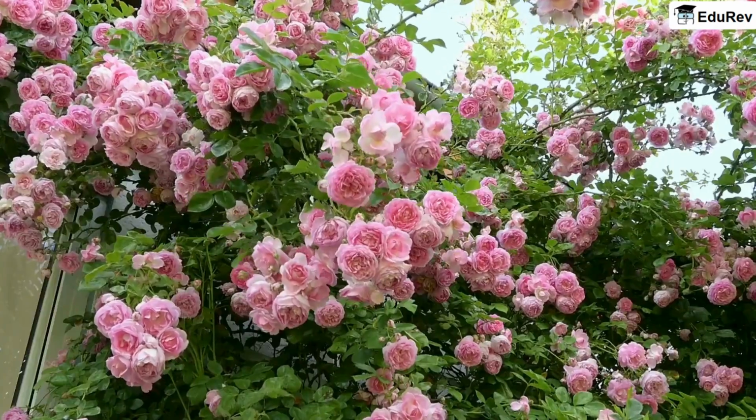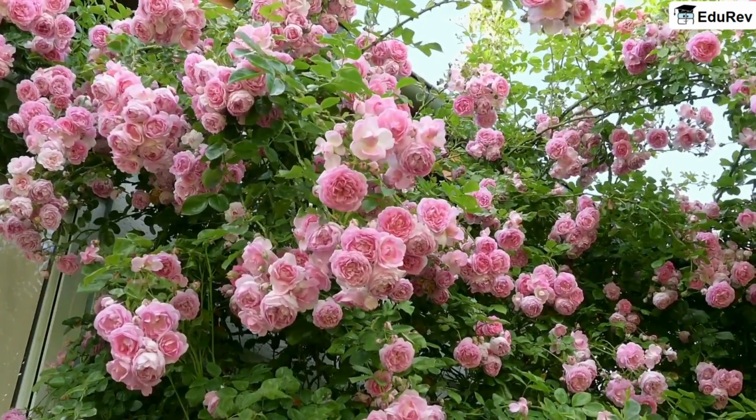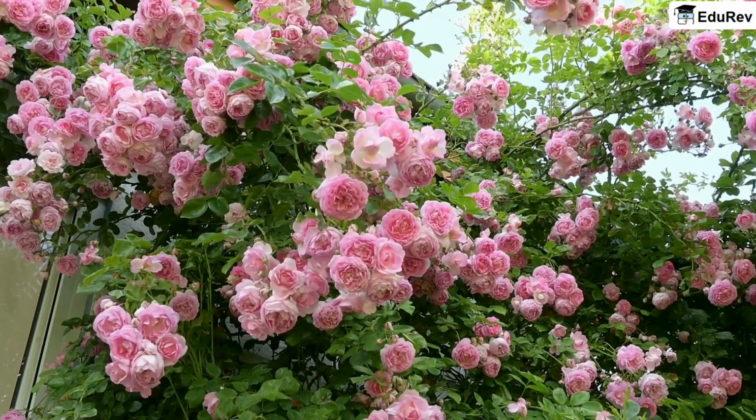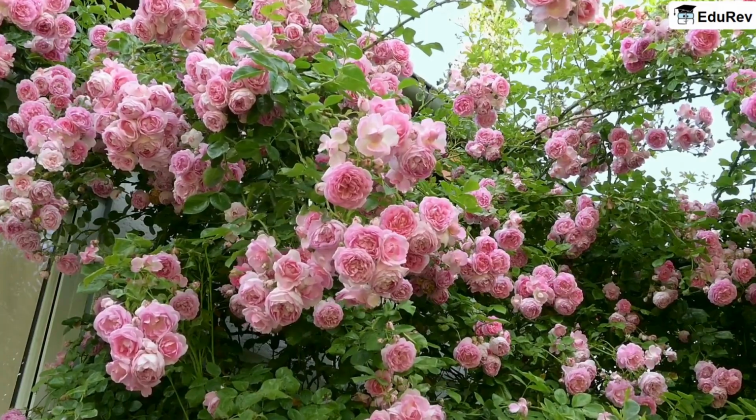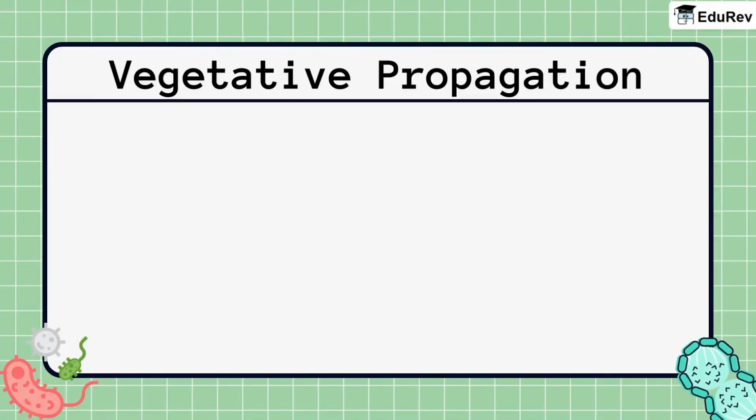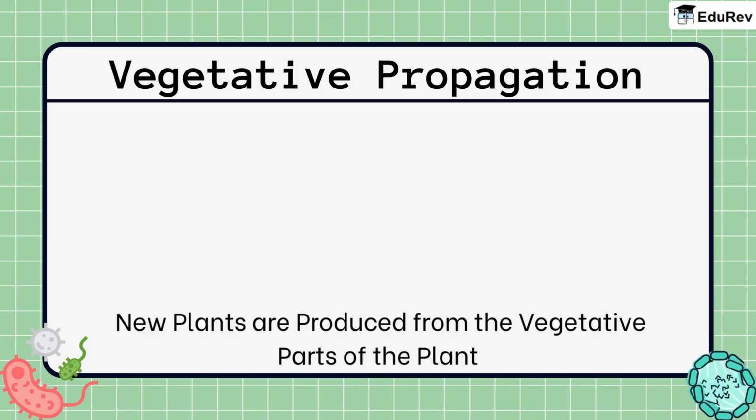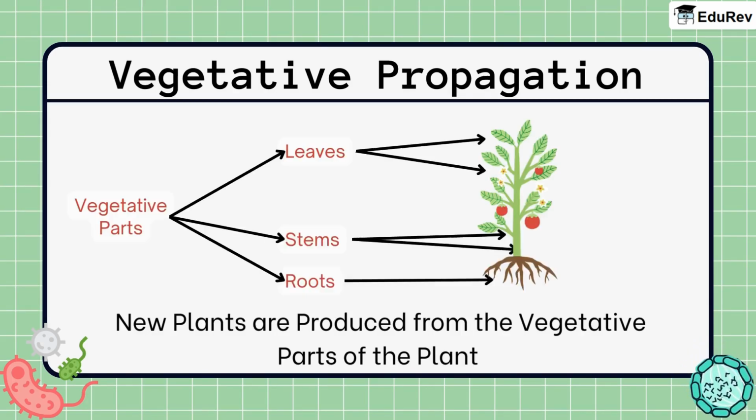Have you ever seen a rose plant growing in your garden? How do you think it was planted there? Was it grown from a seed? Well, no, it was grown from a stem. This is an example of vegetative propagation. Vegetative propagation is a type of asexual reproduction in which new plants are produced from the vegetative parts of the plant, such as roots, stems, and leaves.